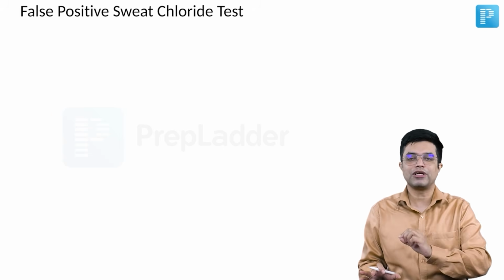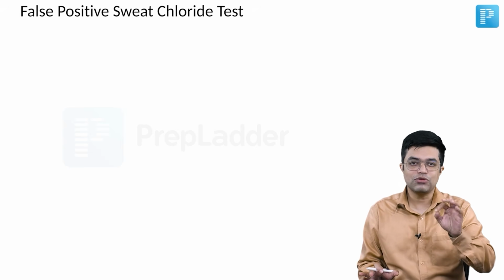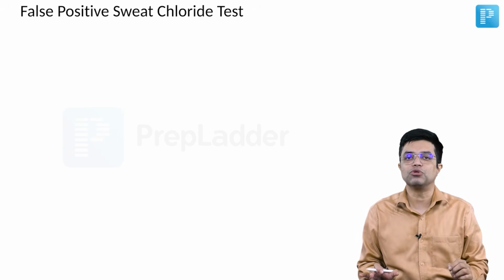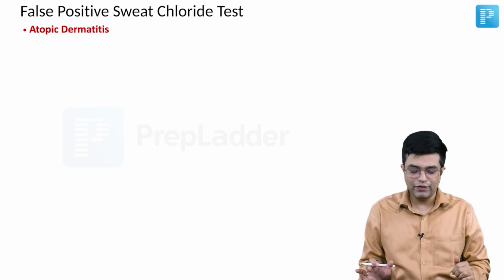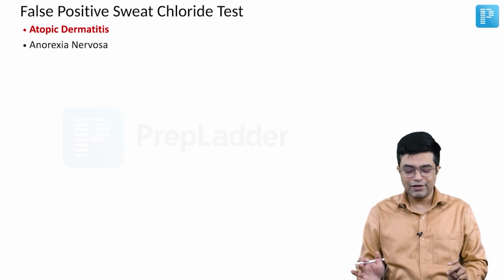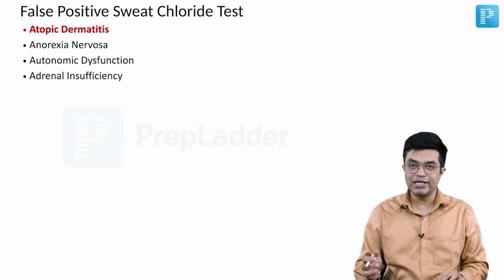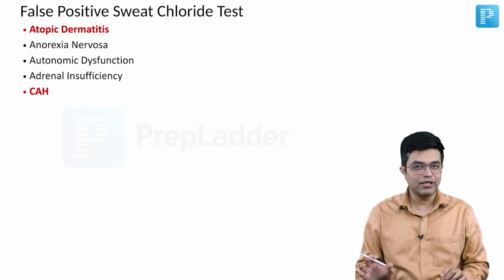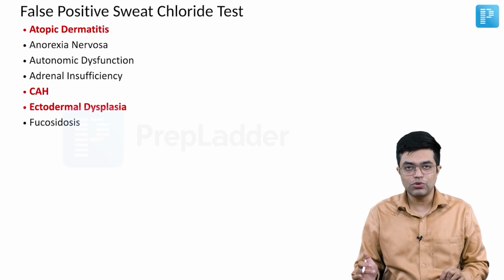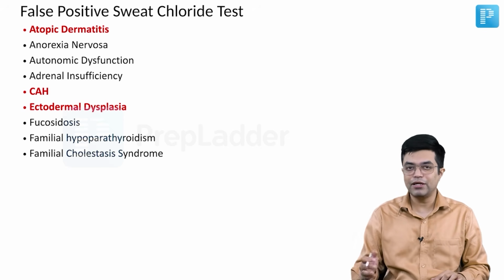So false positive sweat chloride test, what does it mean? The sweat chloride test is positive, that is, sweat chloride is more than 60 millicoulomb per liter, but the patient does not have cystic fibrosis. That is called a false positive. It will be seen in eczema, that is atopic dermatitis, in young children. It will be seen in anorexia nervosa, it can be seen in autonomic dysfunction, it can be seen in adrenal insufficiency, it can be seen in congenital adrenal hyperplasia, it can occur in ectodermal dysplasia, it can happen in fucosidosis, it can happen in familial hypoparathyroidism, it can happen in familial cholestasis syndrome.